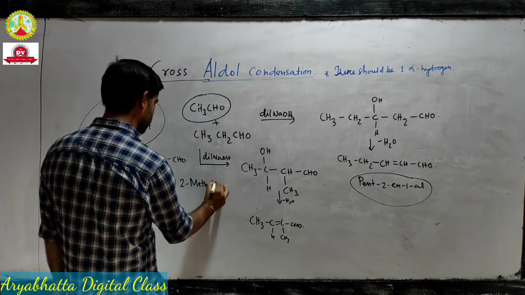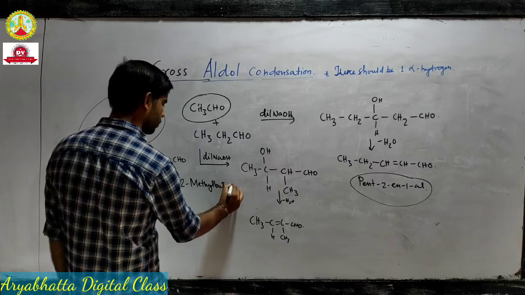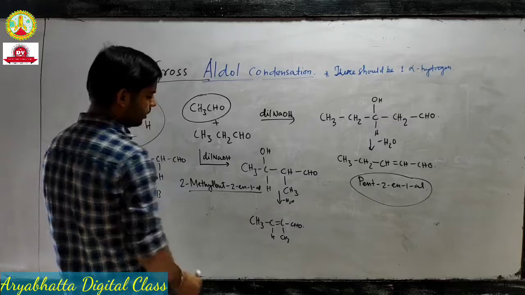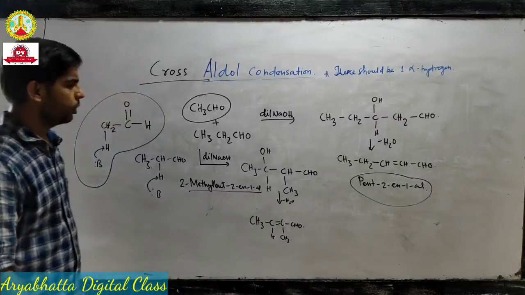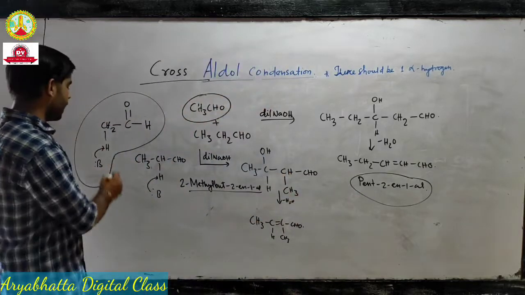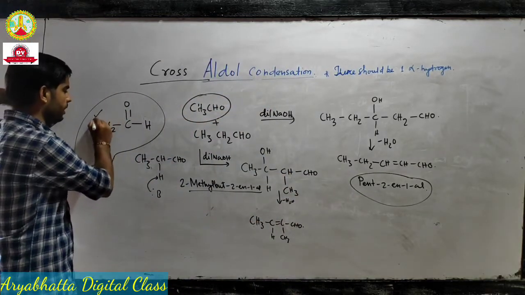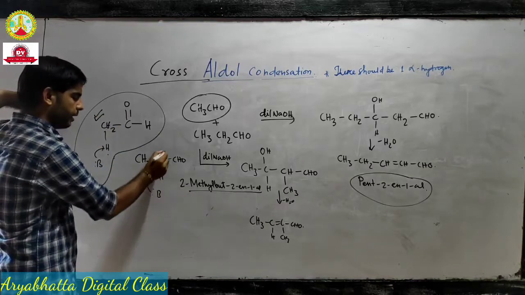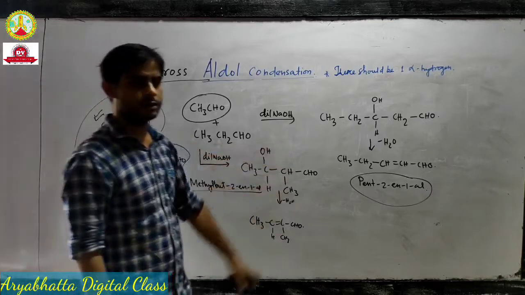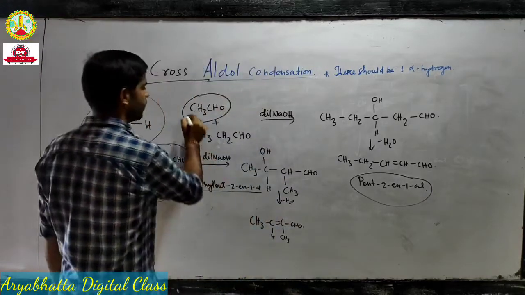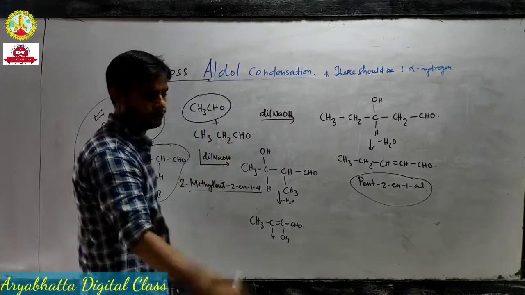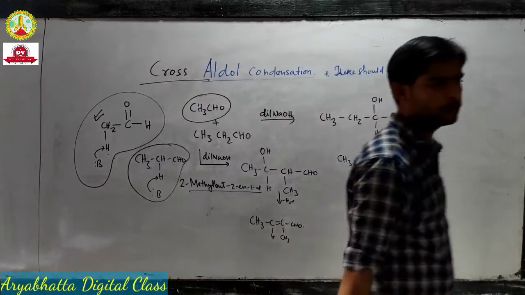So this is the product, and this is 2-methylbut-2-en-1-al. That's the name of the compound. So this is what we get if the hydrogen is removed from ethanol, and this is what we get if the hydrogen is removed from the propanol. And apart from these two products, the other two products will be the condensation of ethanol itself and condensation of propanol itself. Those two products will also be there.